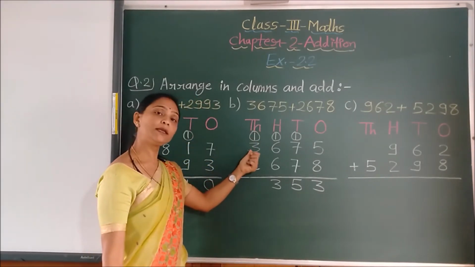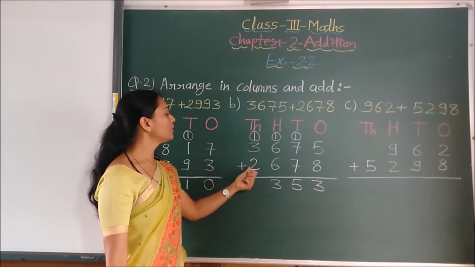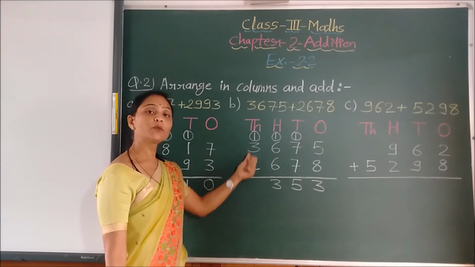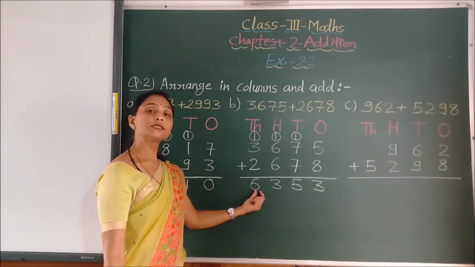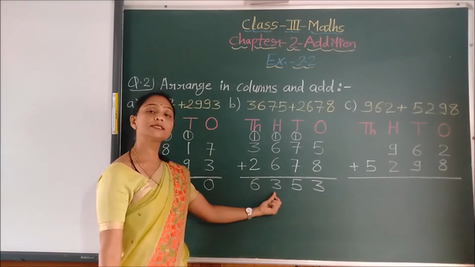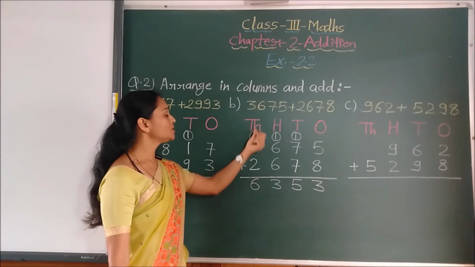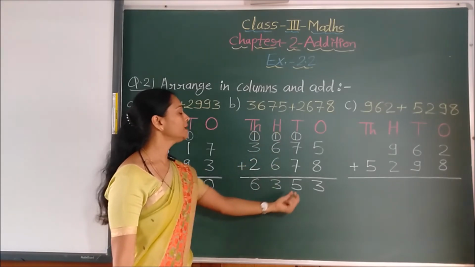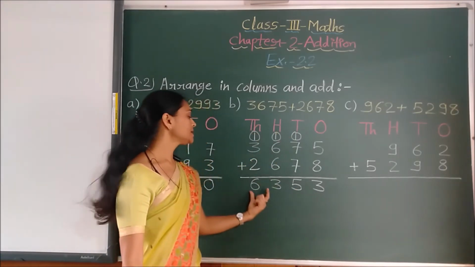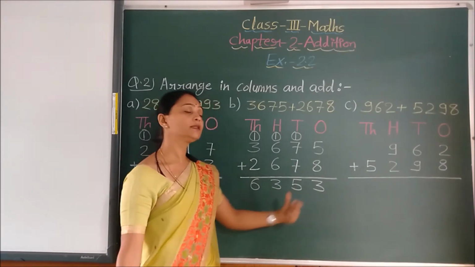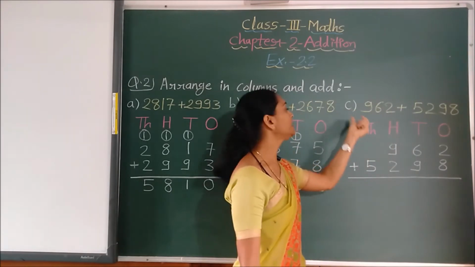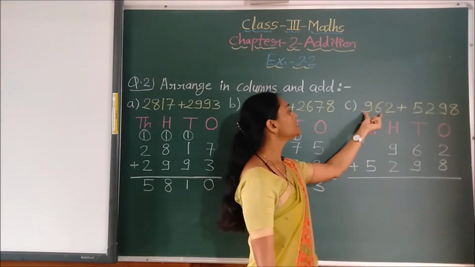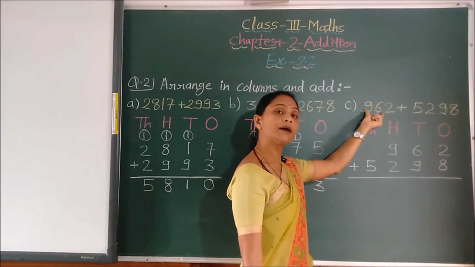Now 1 plus 3, 4, and 4 plus 2, how much? 4 plus 2, 6. So we got here 6. So this number, see, just read this number, 6,353. Now see, children, this third question is little different because here this one number is 3-digit number and this one is 4-digit number.